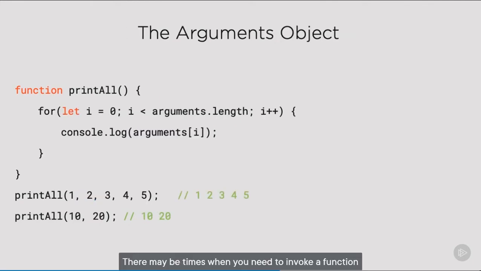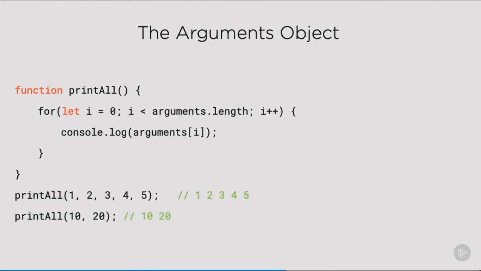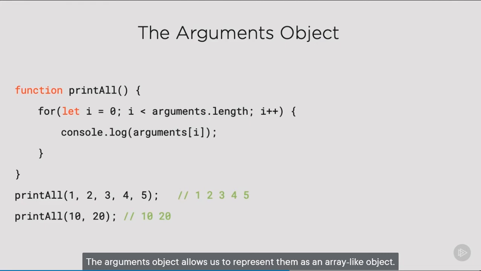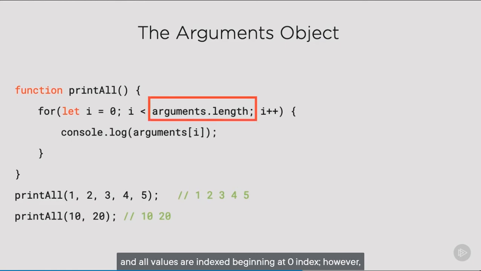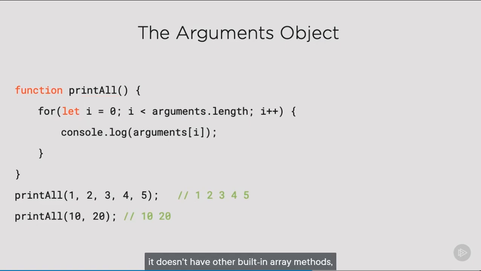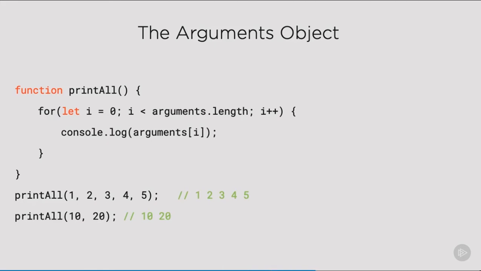Now let's look at the arguments object. There may be times when you need to invoke a function with an indefinite number of arguments. The arguments object allows us to represent them as an array-like object. It's array-like and not exactly an array because it has a length property and all values are indexed beginning at 0 index. However, it doesn't have other built-in array methods like for-each and map.